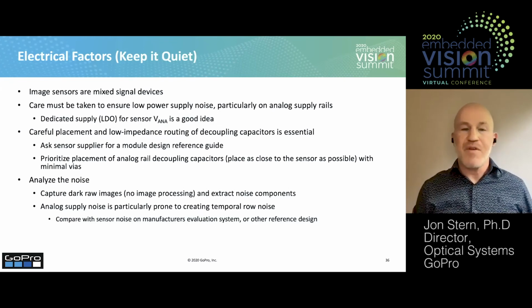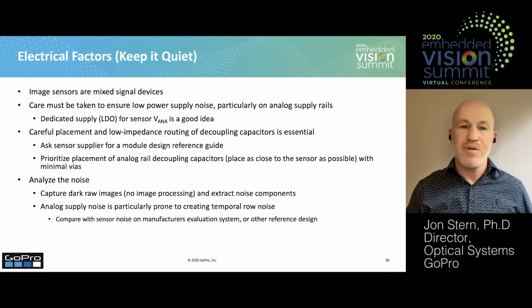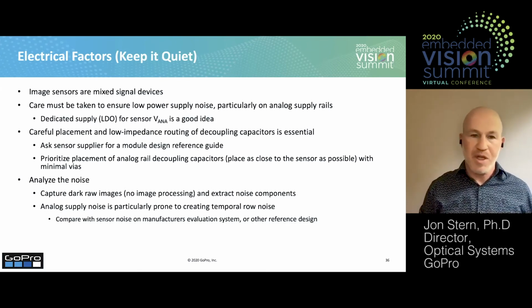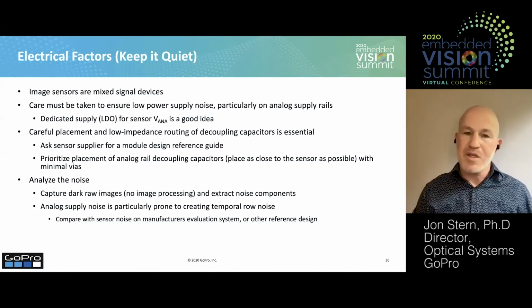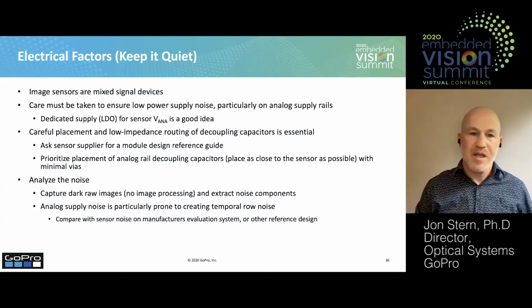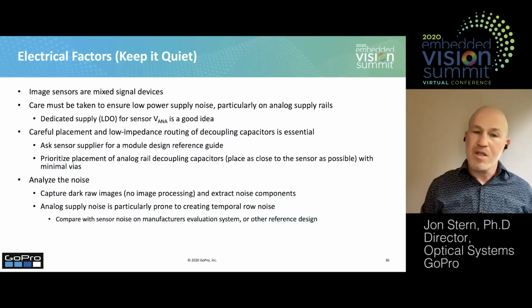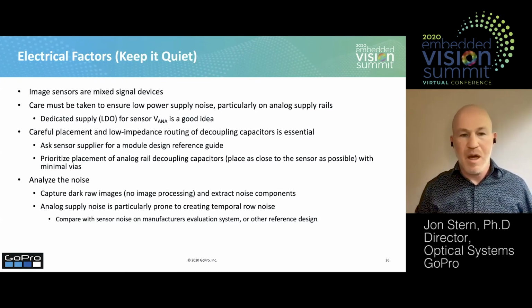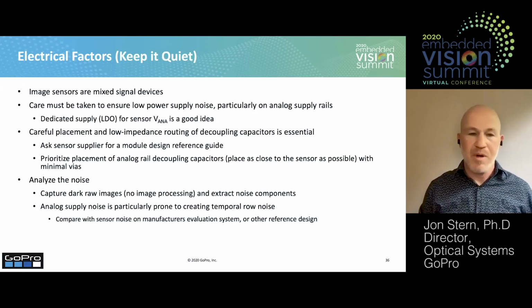Image sensors are mixed signal devices, and it's very important to pay attention to power supply noise, particularly on analog supply rails. A good design approach is to have a dedicated LDO for the sensor analog supplies. And then it's important to pay attention to placement of decoupling capacitors. They want to be close to the image sensor with low impedance routing. You can ask your sensor supplier for a module design reference guide, which may have some layout guidelines, but make sure that you prioritize the placement of the analog rail decoupling capacitors to put them as close to the image sensor as possible with the minimum number of vias.